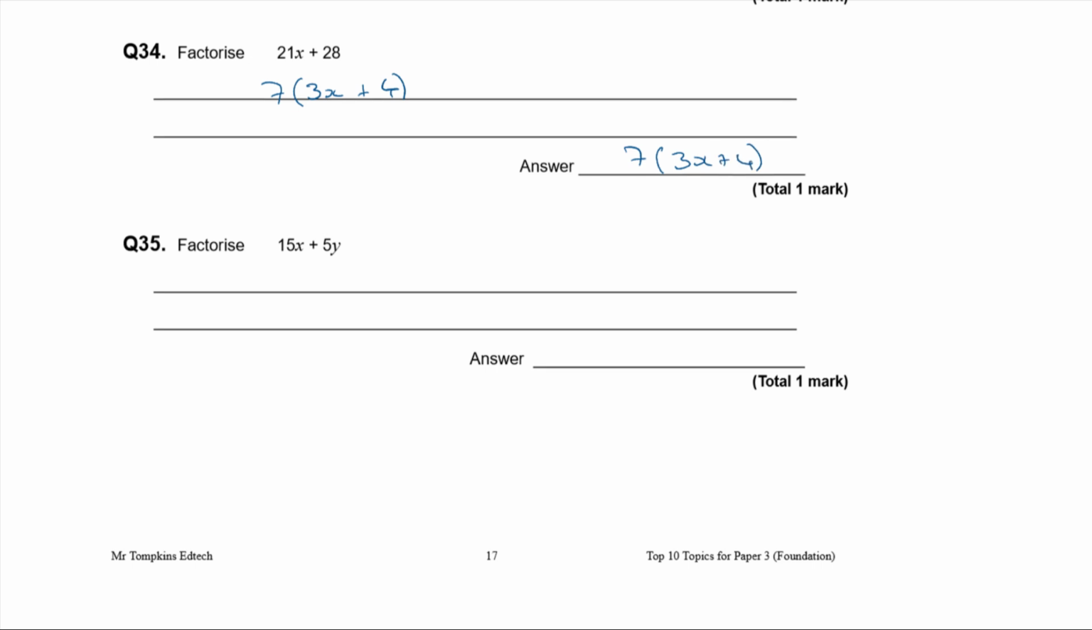Question 35, factorise 15x plus 5y. Well, 15 and 5 are both in the 5 times table, so let's take 5 out. That's going to leave me with 3x plus y inside the bracket like that. So 5 lots of 3x plus y.